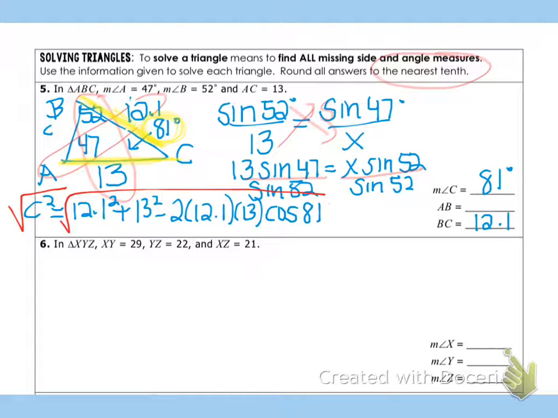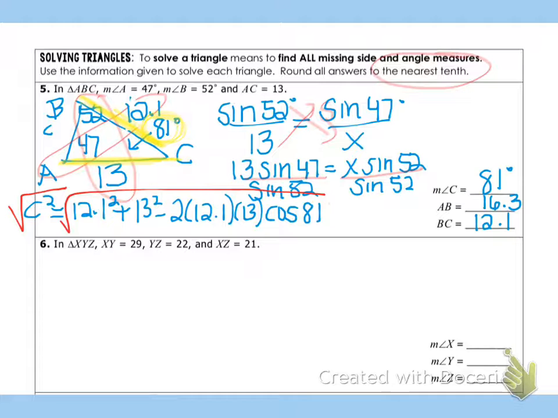So that would be the square root of 12.1 squared plus 13 squared minus 2 times 12.1 times 13 times the cosine of 81, and I got 16.3 when it's rounded to the nearest tenth. So that's the missing side. AB is 16.3, and now I know every part of this triangle. I've solved the triangle.